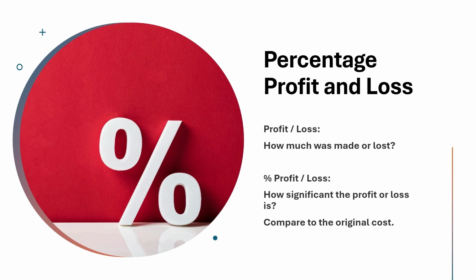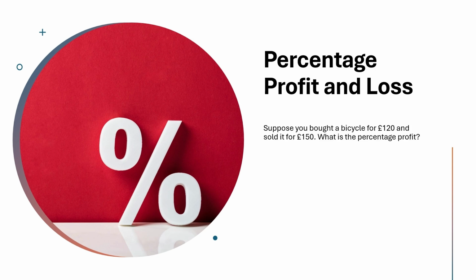Example 1. Suppose you bought a bicycle for £120 and sold it for £150. What is the percentage profit? Start by working out how much money was made from the sale. £150 minus £120 equals £30. Next, consider how significant this profit is by comparing it to the original cost. Percentage profit. £30 divided by £120 times 100 equals 25%. So, you made a profit of £30, which is 25% of the original cost.